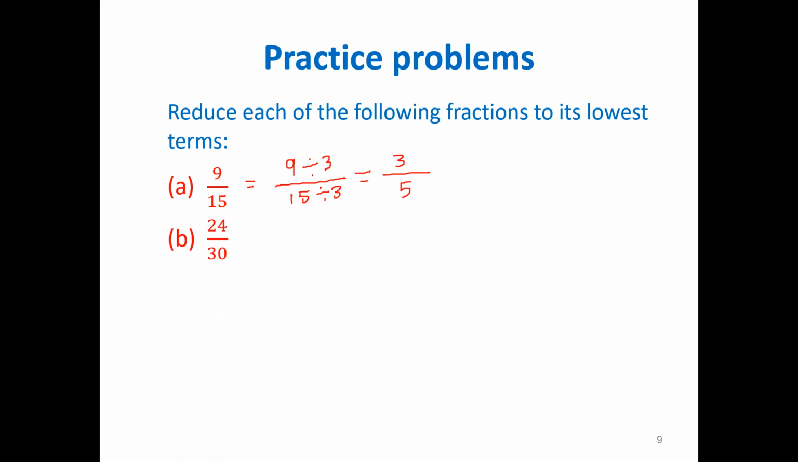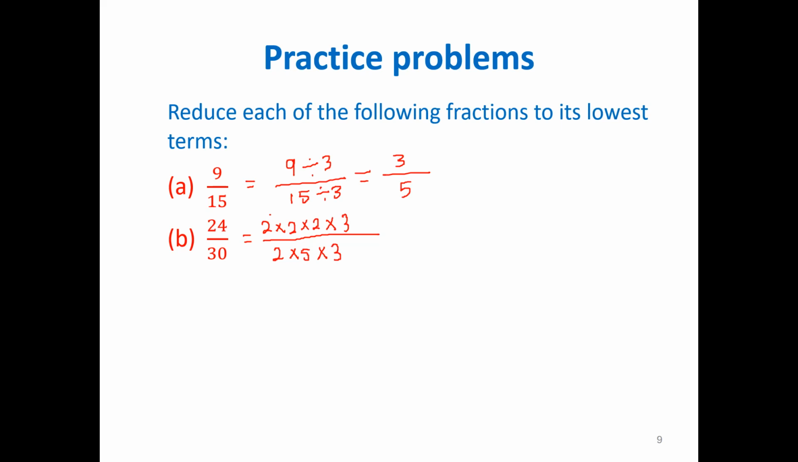24 divided by 30. Again, what is the greatest common factor? Well, if you don't know it, then you decompose each to its prime numbers. Okay, 24, you can say it's 2 times 2 times 2 times 3. And 30 is 2 times 5 times 3. Okay, all these are prime numbers.